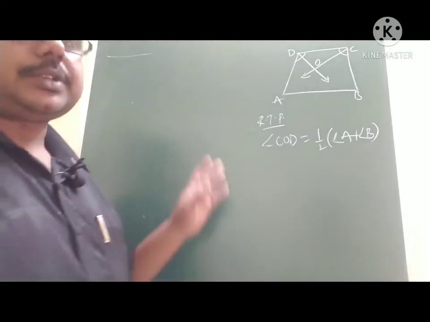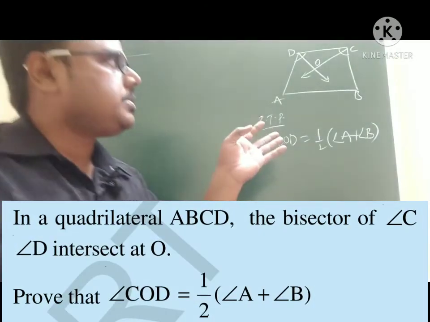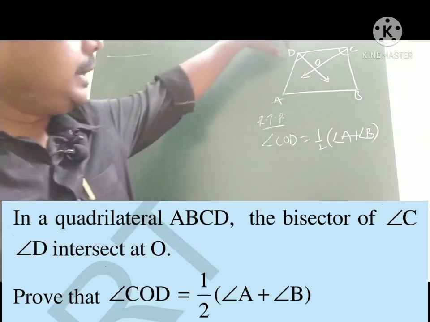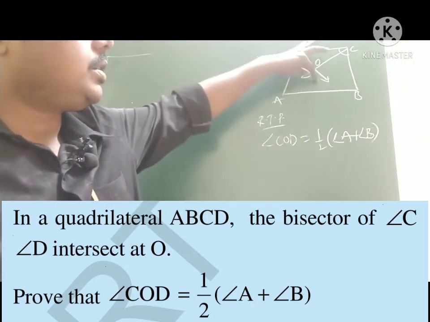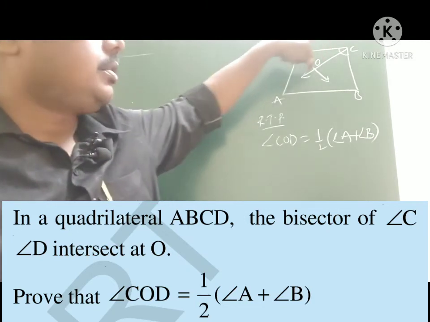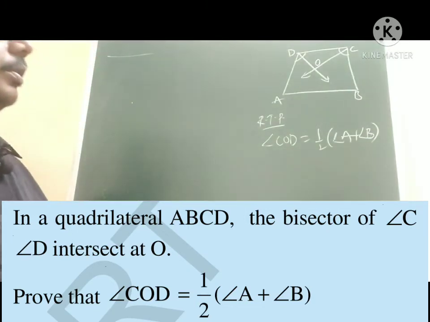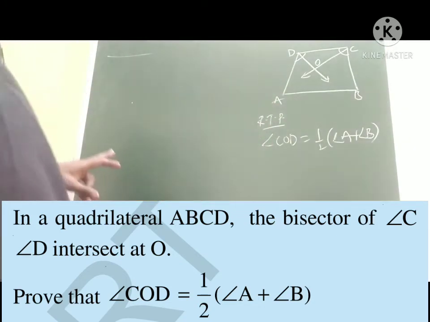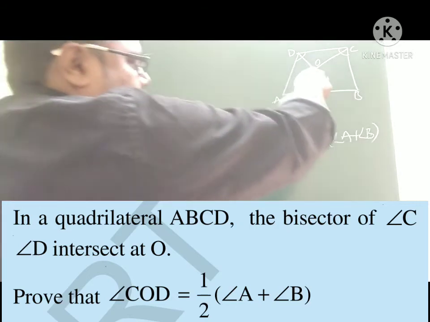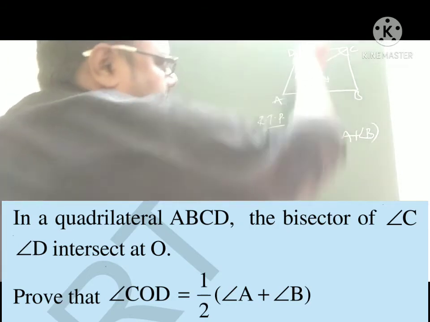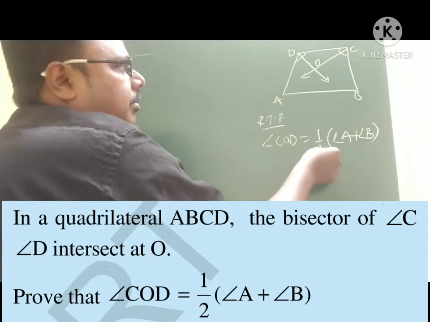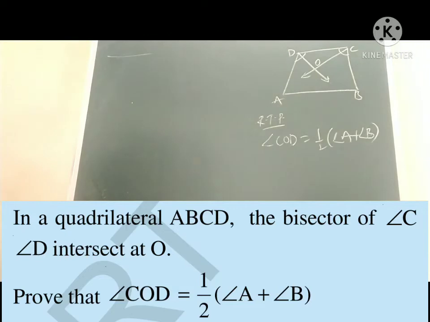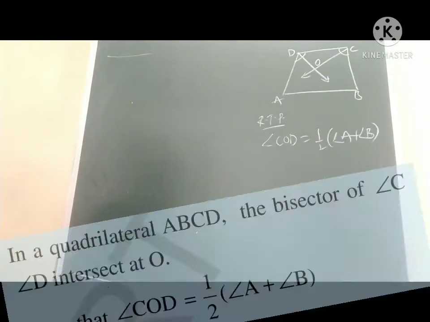So here comes the next question. In a quadrilateral ABCD, here they have been given this is the bisector of angle D and this is the bisector of angle C. Okay, so the bisector of angle C and angle D, here we need to prove that they will intersect at O, obviously. So angle COD is equal to half of angle A plus angle B. So that is what we have to prove. Okay, so let us look into that.